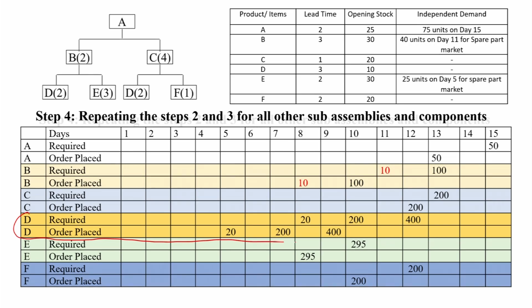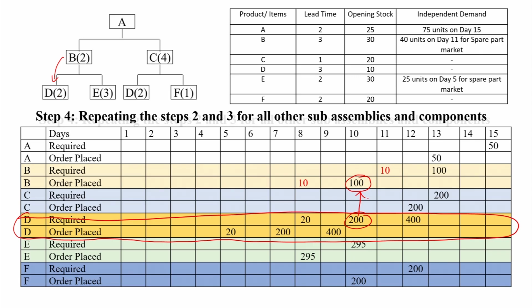In the same manner, item number D is required for B as well as for C. To produce B, so where is our B? B is here. You need 100 units of B, production of B to be started on day 10. So, 2 units of D is required to produce every unit of B.